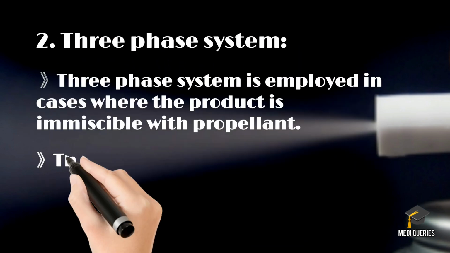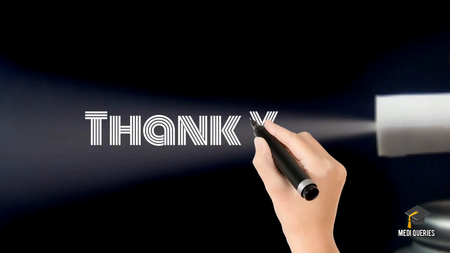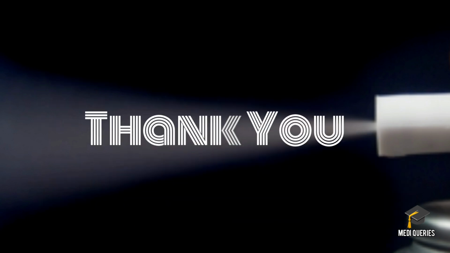And the second one is the three-phase system. A three-phase system is employed where the product is immiscible with the propellant. The medicaments are dissolved in a liquid which does not mix with the liquefied propellants. That's why the formation of three phases is seen here, and these are called three-phase systems. So the aerosols may be of two-phase or three-phase systems. We will see in the next video about the containers and the packing of the aerosol.